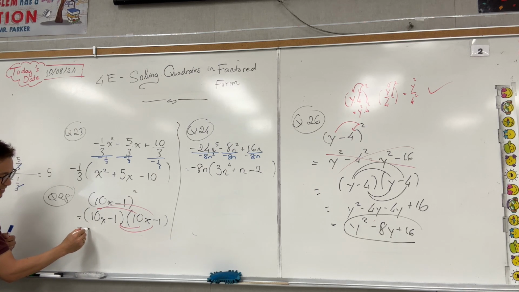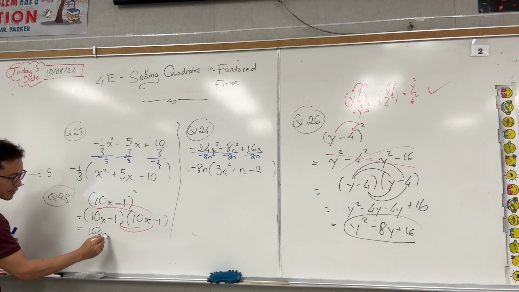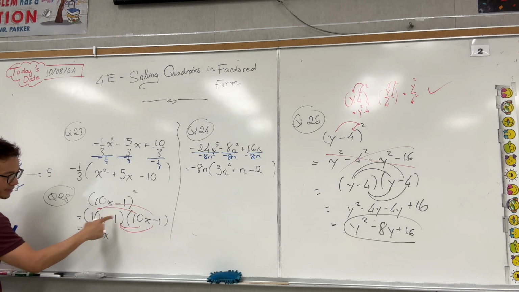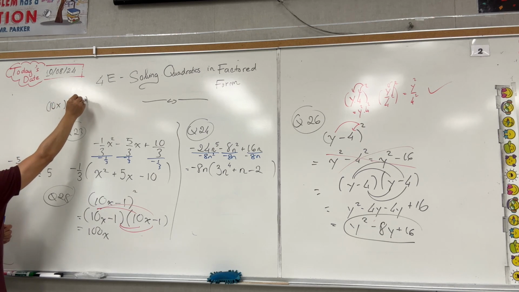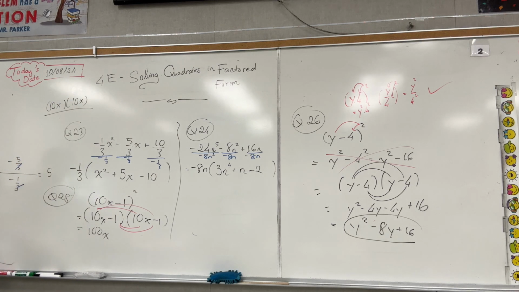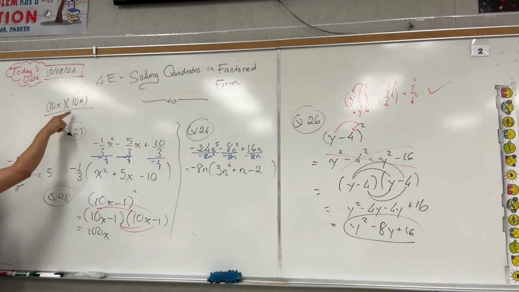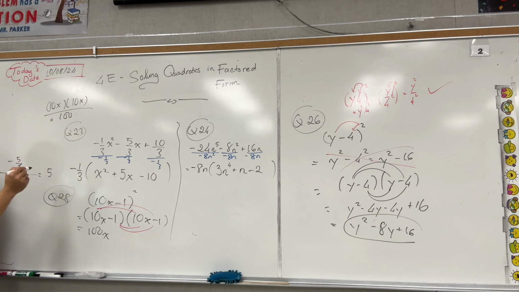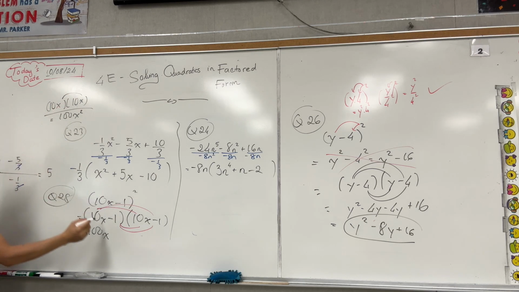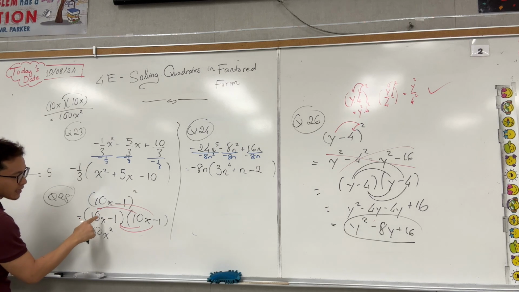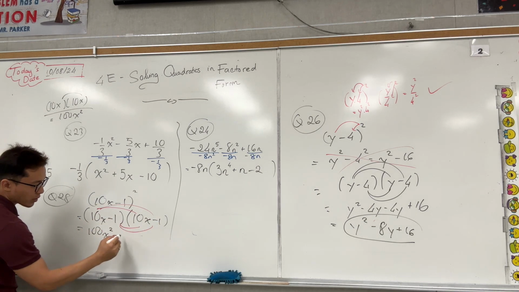So you have 10x times 10x. Oh, not yet. What does it become? You're not finished with this one yet. What is 10x times 10x? 100 x squared. Yeah. Be careful. And then now 10x times negative 1 is what you just said.